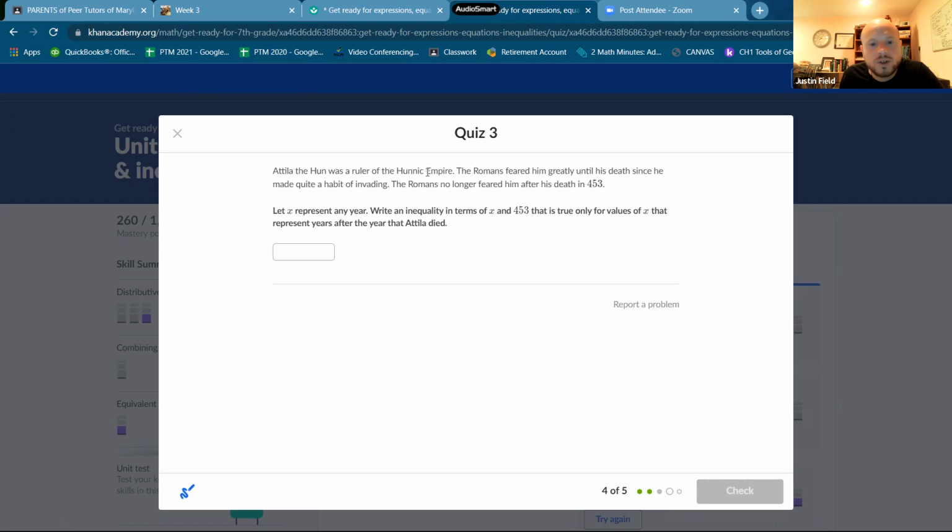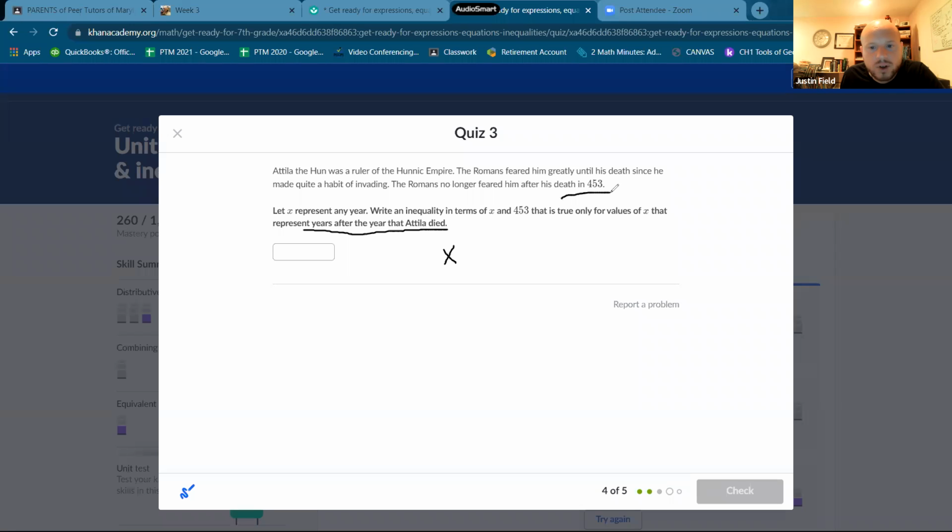Attila the Hun was a ruler of the Hunnic Empire. The Romans feared him greatly until his death. He made it quite a habit of invading. The Romans no longer feared him after his death in 453. Let x represent any year. Okay, x is a year. Write an inequality in terms of x and 453 that is true only for the values of x that represent the years after Attila the Hun died.